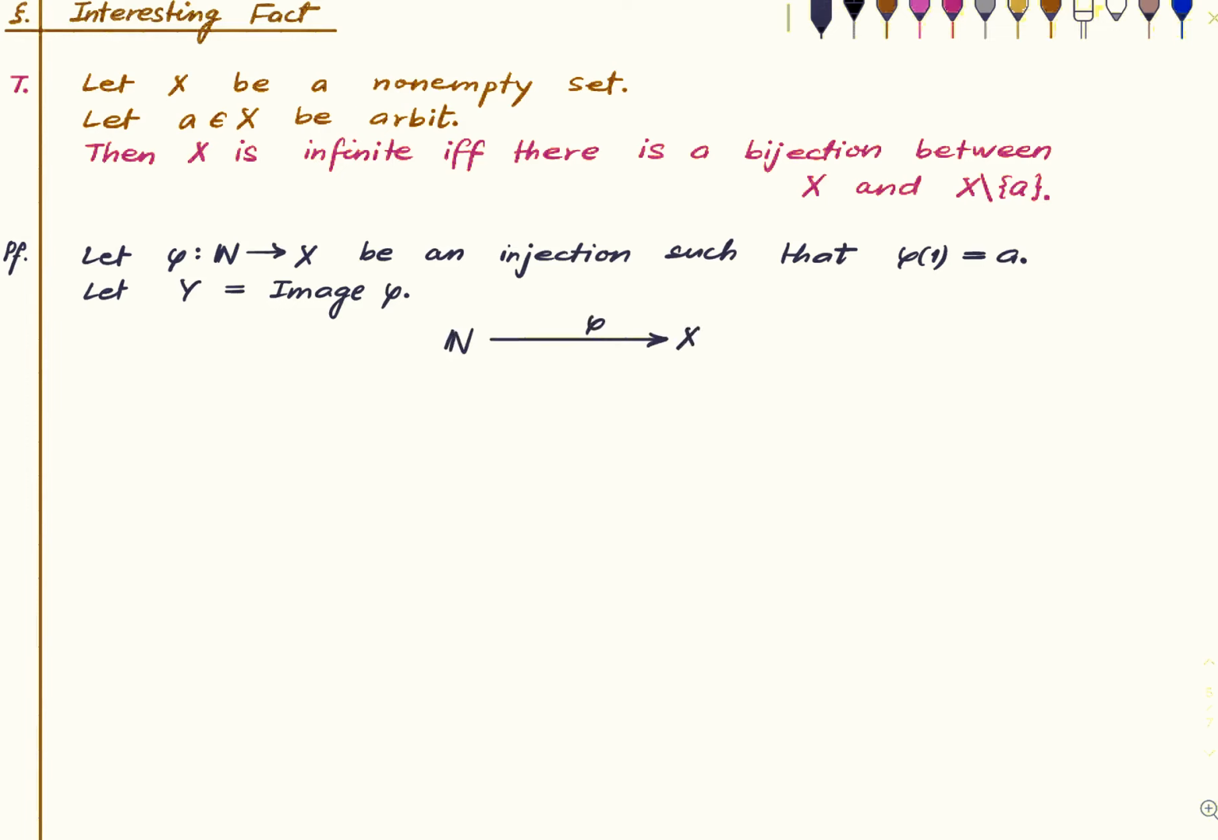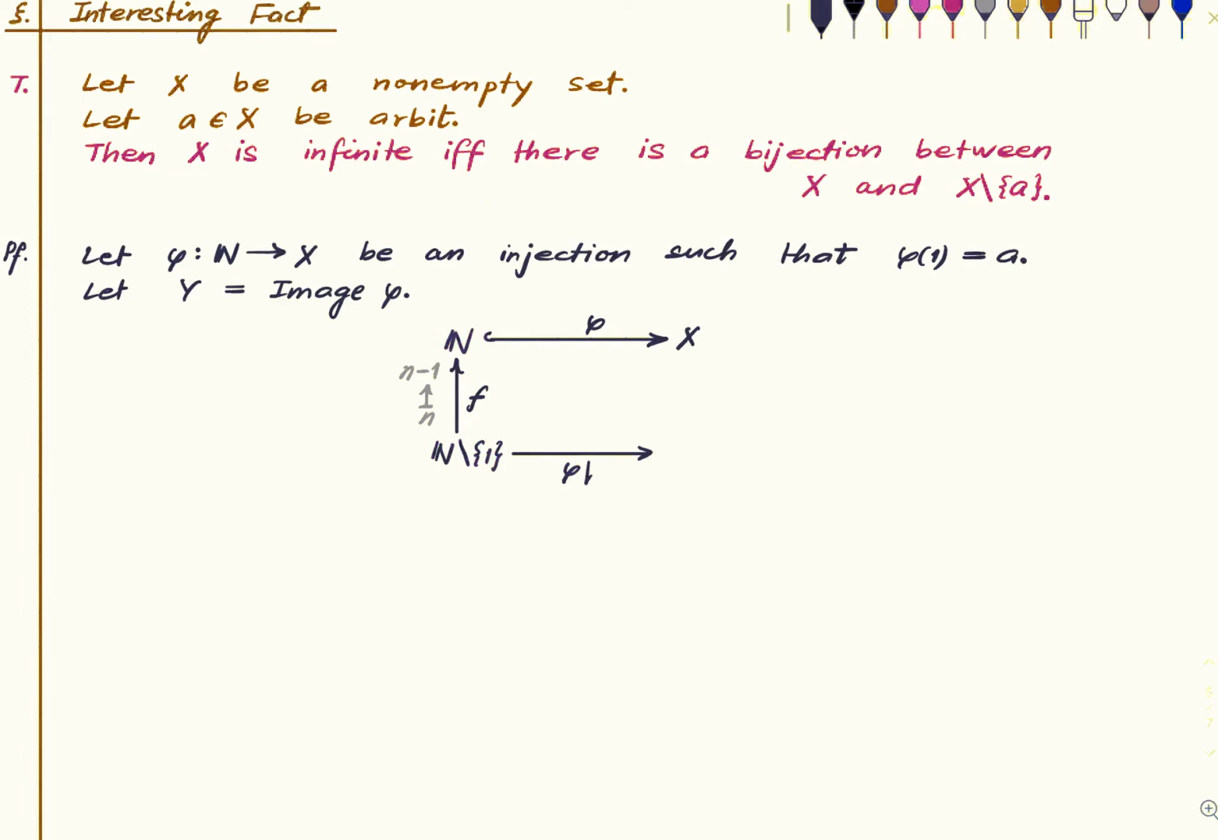We have this injection, and we have this function, call it f, and what does it do? It sends n to n minus 1. That's this function. And this is just the restriction of phi. This symbol just means that we are restricting phi to that set. The domain of phi was the entire n, but now we are restricting it to that.